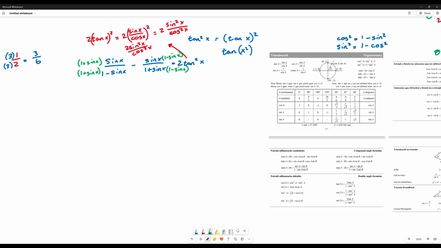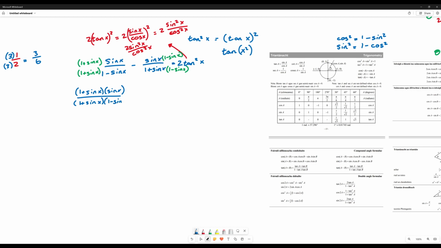I know this is a mess. I apologize. It's fine, as we just saw. And the benefit is now, if I write out both of those properly, you'd end up with 1 plus sine x multiplied by sine x over 1 plus sine x multiplied by 1 minus sine x.